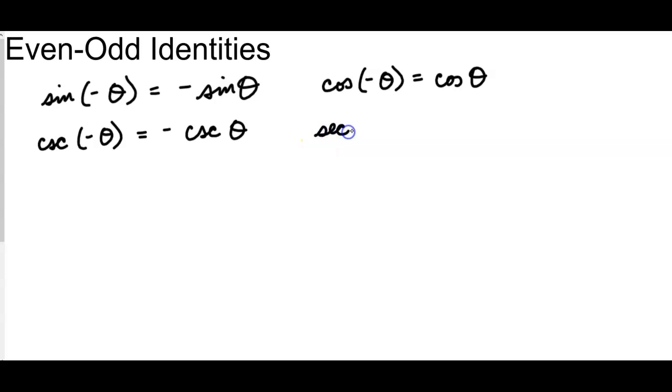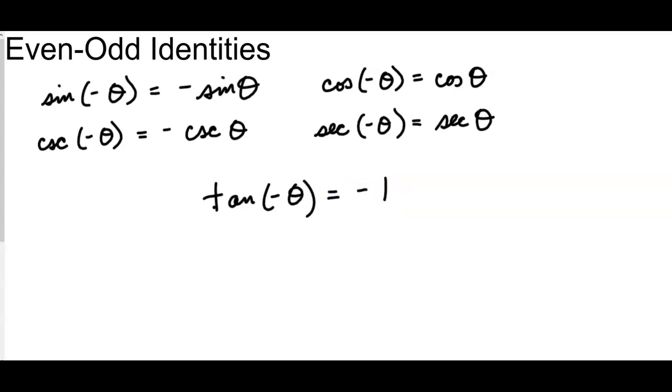Okay, and then secant, which is a reciprocal of cosine, is also even, so secant of negative theta is secant theta. Okay, and then finally we have tangent, tangent negative theta. It's an odd function, so it's equal to negative tangent theta. And then cotangent negative theta, the reciprocal, so it's also odd, is equal to negative cotangent theta. And those are all the even odd identities.